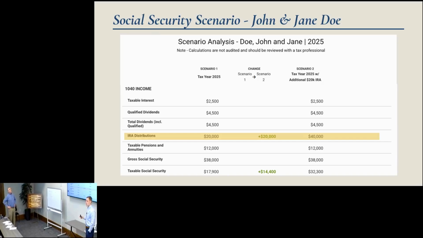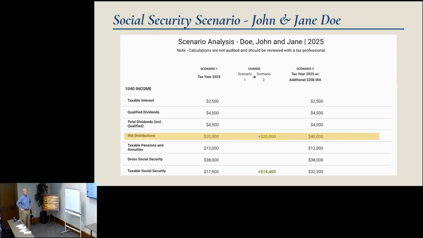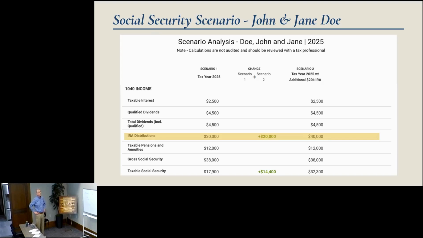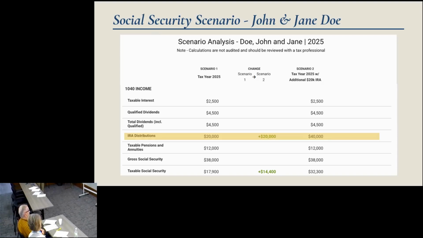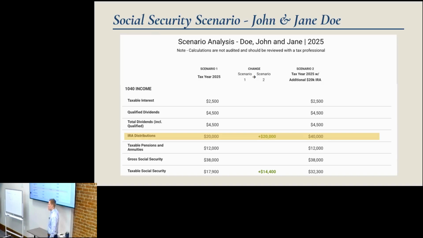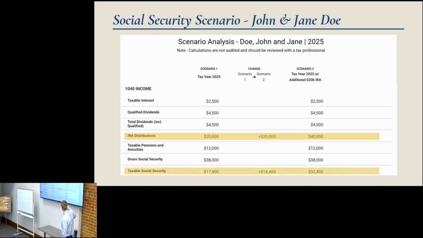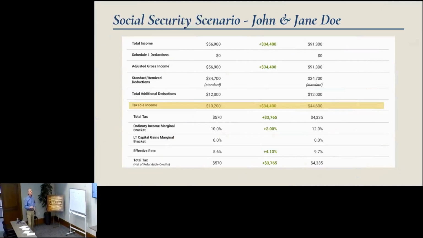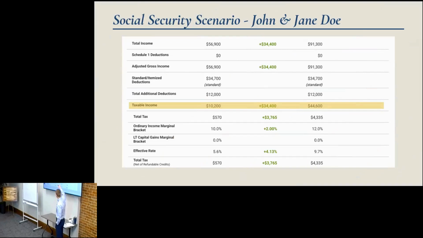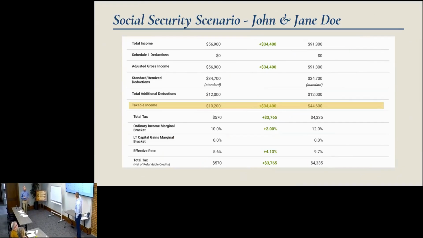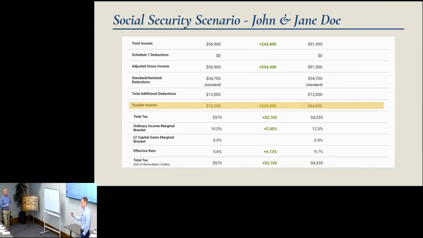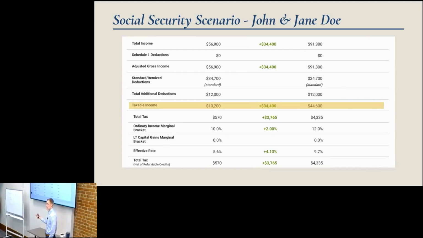Oh, it should seem pretty simple. I know, I'm just going to take more out and I'm in a 12% bracket. I'm going to be taxed at 12%. Well, it's the domino effect here that we have to consider. So what does that additional $20,000 do to my taxable Social Security? Well, it takes it from $17,900 to $32,300, or increases by $14,400. So next thing you know, you have a $20,000 IRA distribution that increases your taxable income by $34,000. So it's not always as simple as I'm going to take money out of my IRA and I know I'm in the 10% bracket or 12% bracket, it's going to cost me 10 or 12. It's always the domino effect that we talk about.